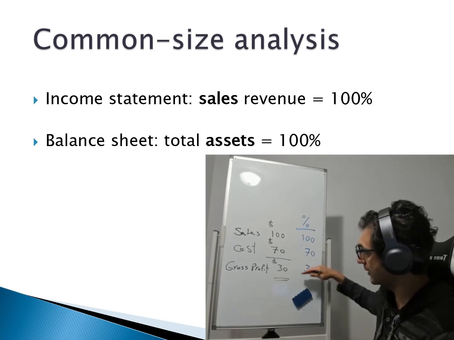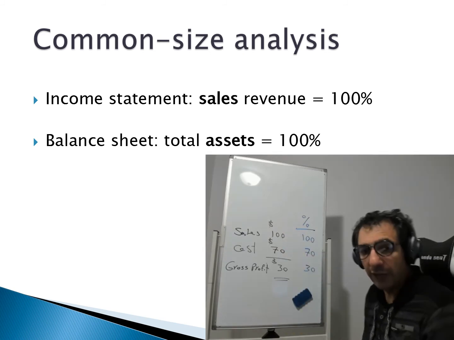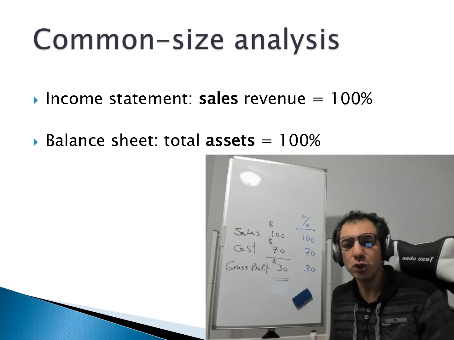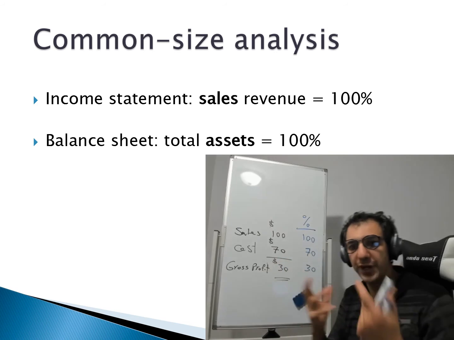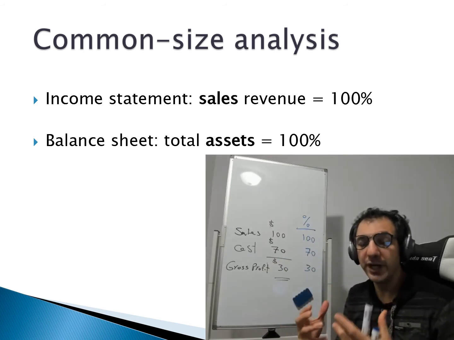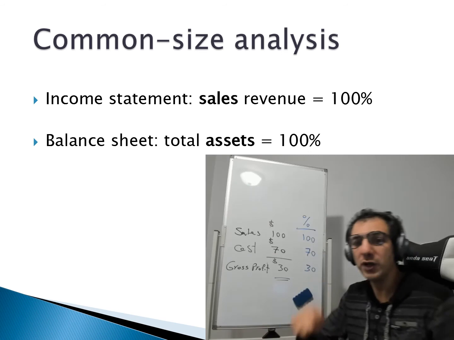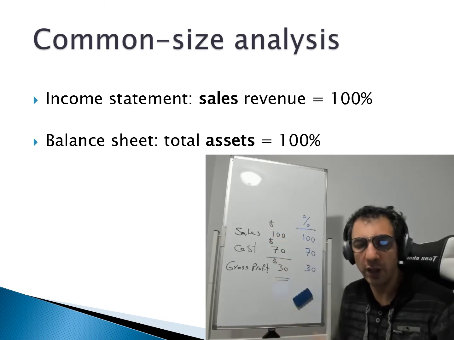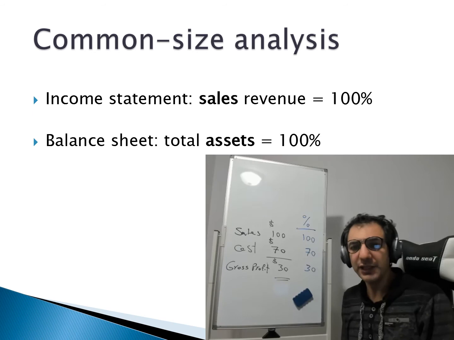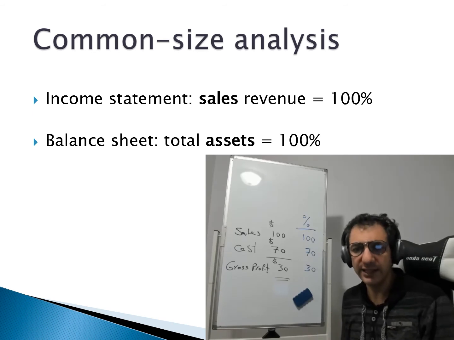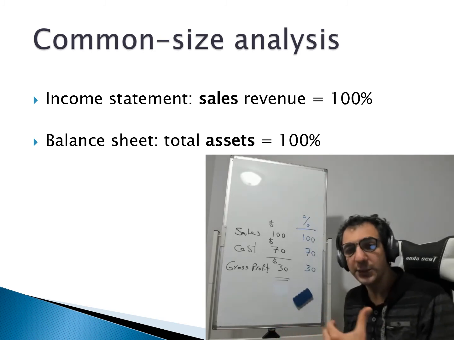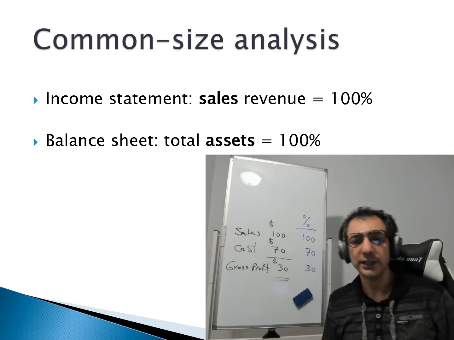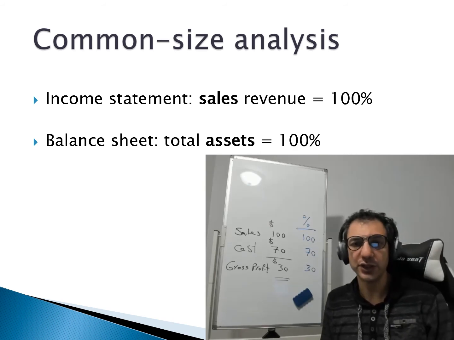So you can express other accounts based on sales. And for sure, when it comes to gross profit, you want to have a higher gross profit. So if you're comparing two different companies, if you are comparing even a company over time, you want to have a higher gross profit. So that's the whole idea here. For the balance sheet, you are using total assets. So liabilities, current assets, common shares, you express all those items based on the total assets, which is 100%. So this is the second type of analysis.